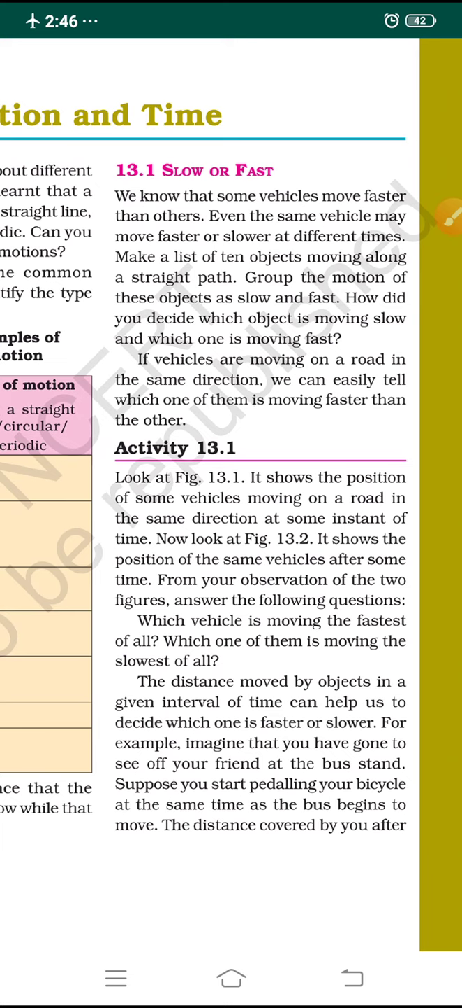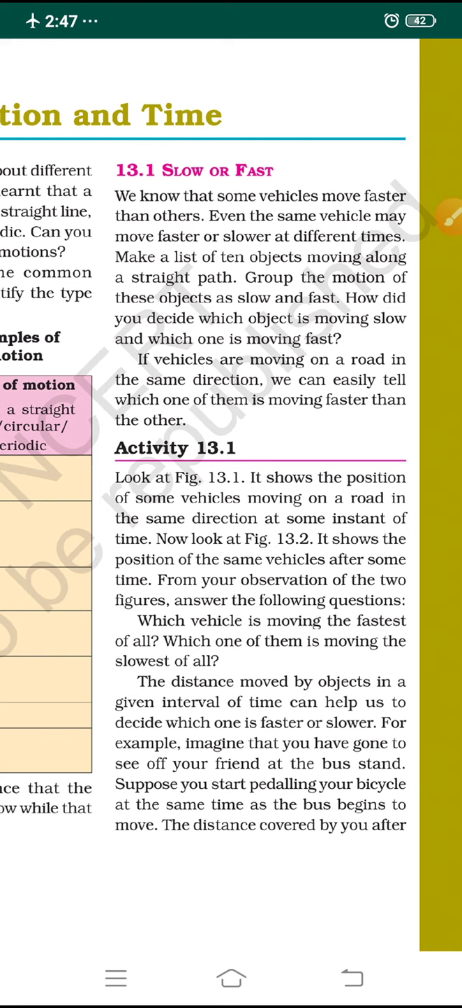The distance moved by an object in a given interval of time can help us decide which one is faster and which one is slower. In a given interval of time, the distance moved gives us an idea about which one is faster and which is slower. For example, imagine you have gone to a bus stand to see your friend at the bus stop.